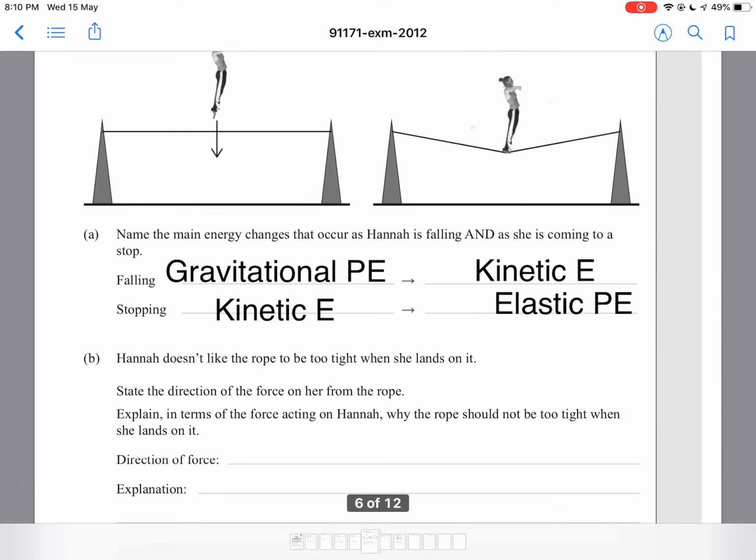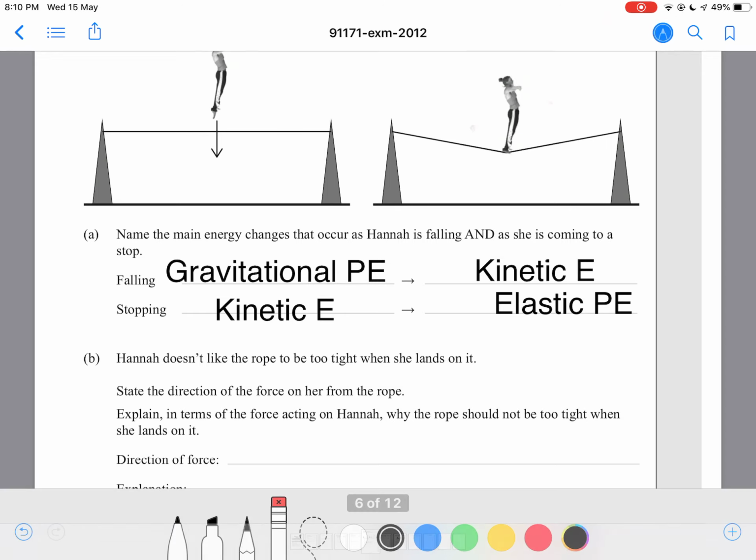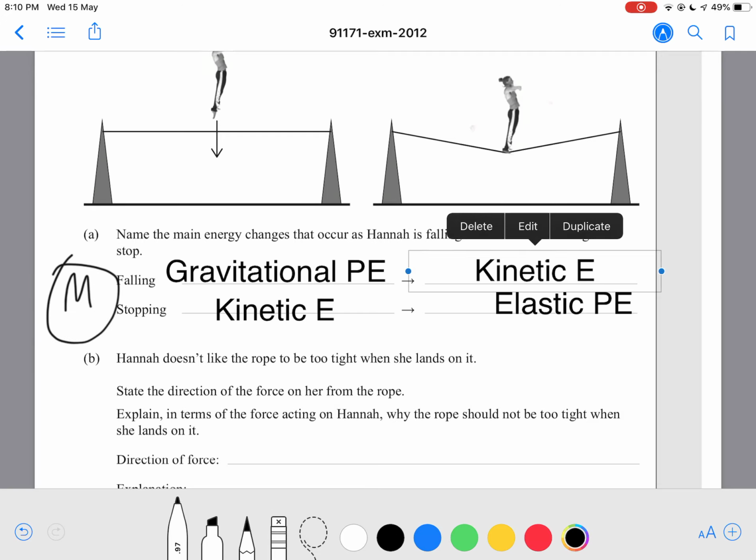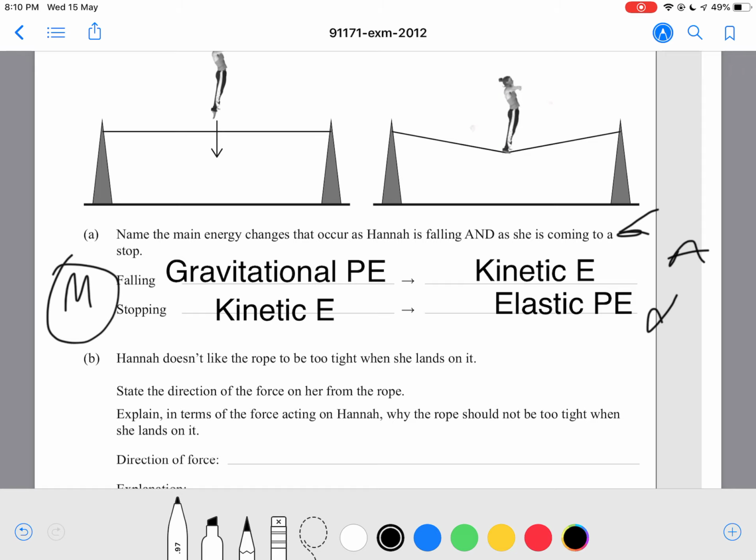Okay, markings for this question. Getting both of these correct, that means all four correct, that is a merit question, a merit grade. Getting either one of these correct, so either gravitational potential energy and kinetic energy, or kinetic energy and elastic potential energy, will get you an achieved. Either one of these.